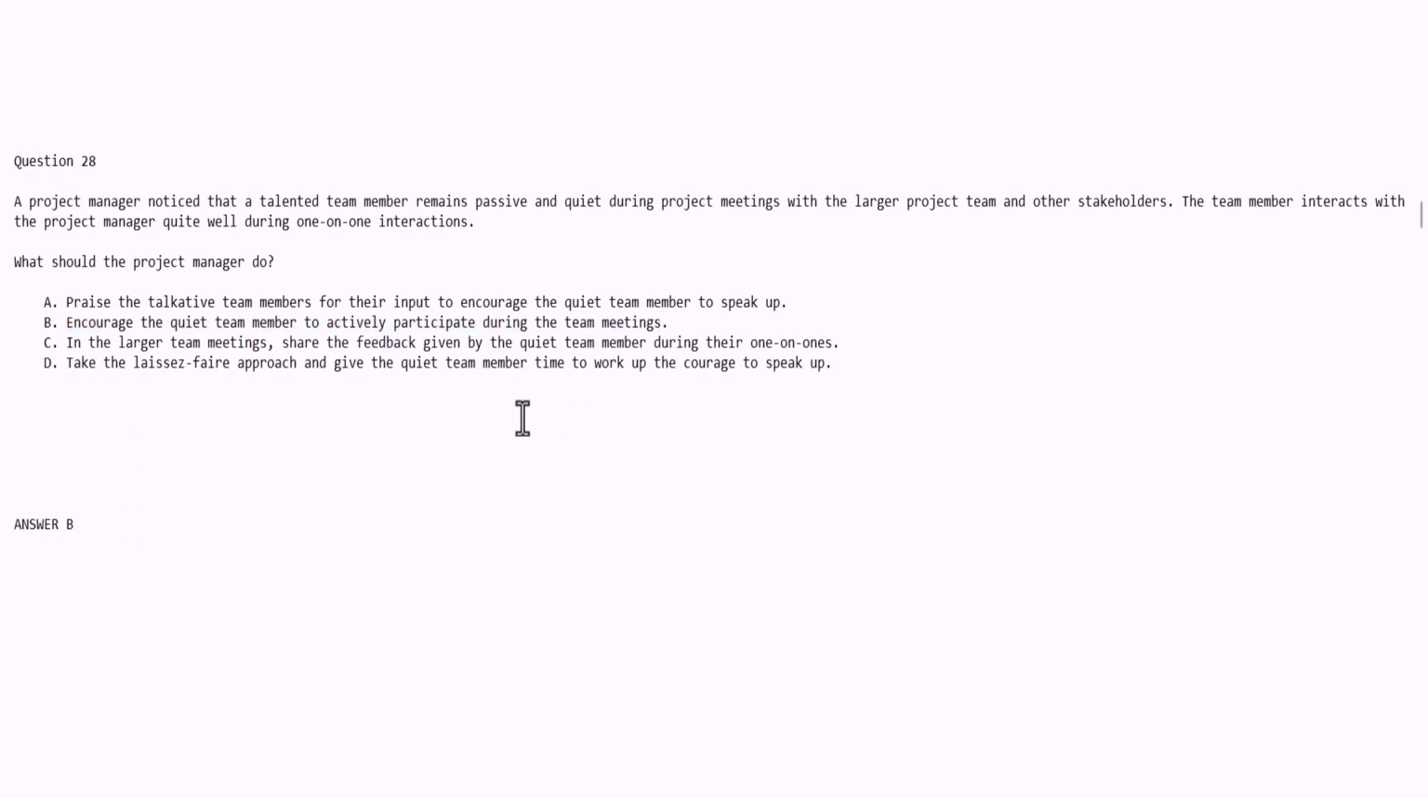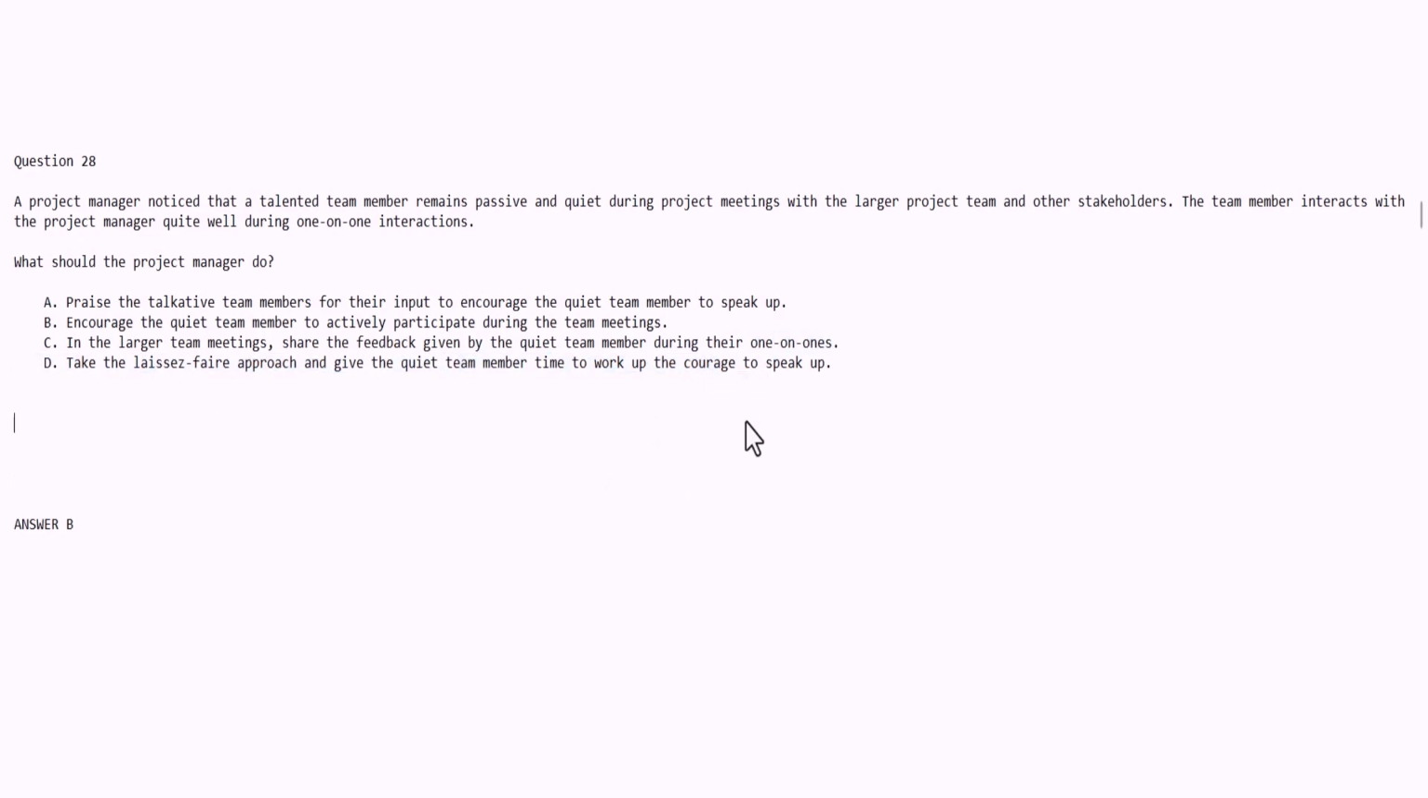Now, if you look at the other various options right away, you see here option C, it says that the PM would share feedback given by that team member during one-on-ones. One-on-one meetings are notorious for being private conversations that you have with each other. So under no circumstances would the PM actually share private information with the actual group. And again, in option D, taking the approach of letting the team member work up the courage.